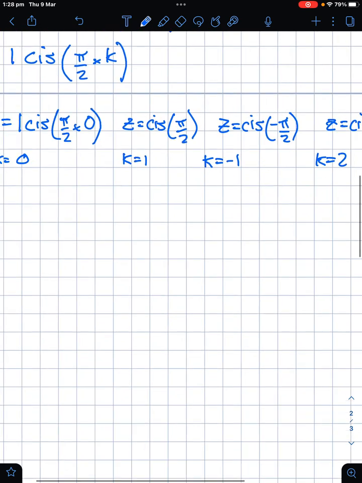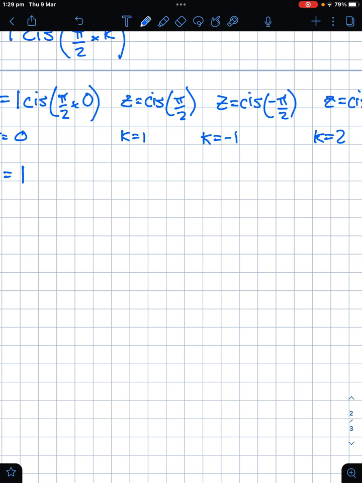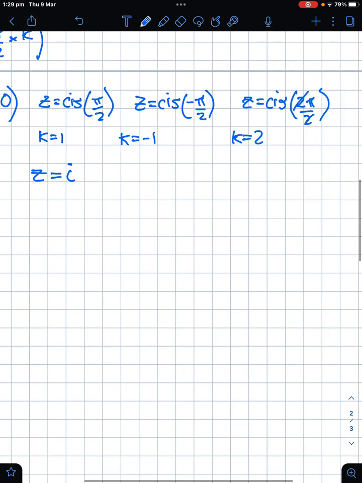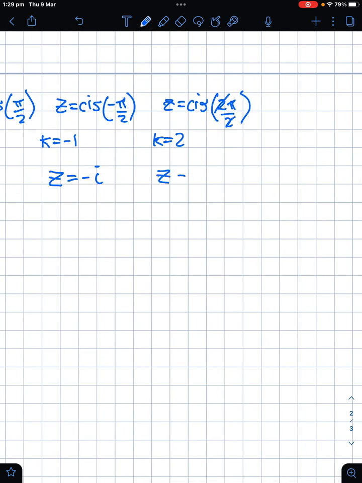Now, these values here, knowing polar form like we do, cis 0 is going to be 1, because it's got no angle. This value here, cis pi on 2, is going to be z equals i. And then we've got here z equals negative i. And then z equals negative 1.